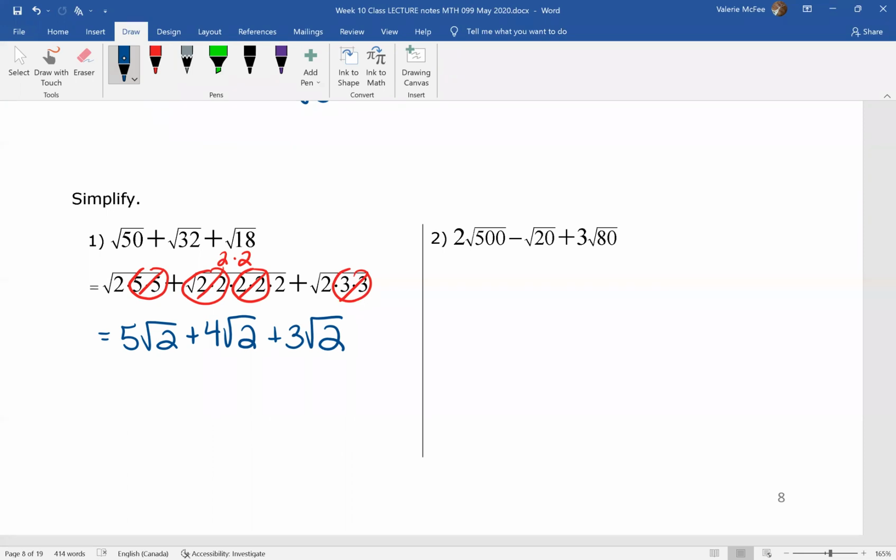Now our radicals are like radicals. We can add the coefficients. 9 plus 3 is 12. Keep the root 2. Question 2 is only different because there are some coefficients in front, but we've dealt with those as individual radicals. Why don't you stop and prime factor everything here?